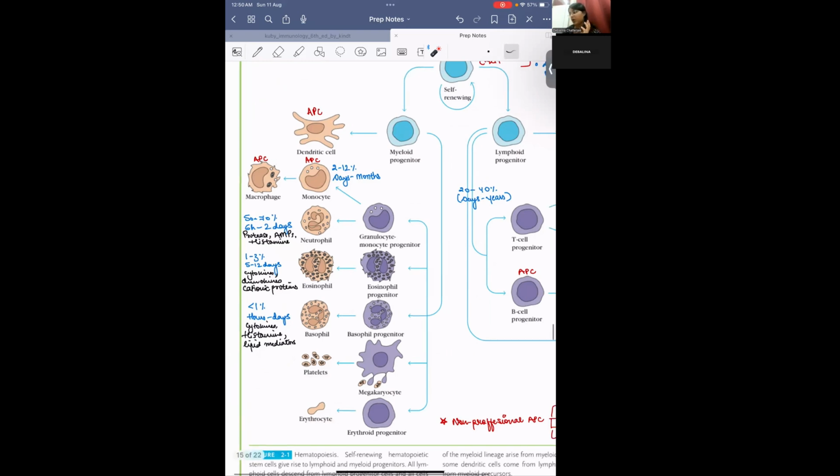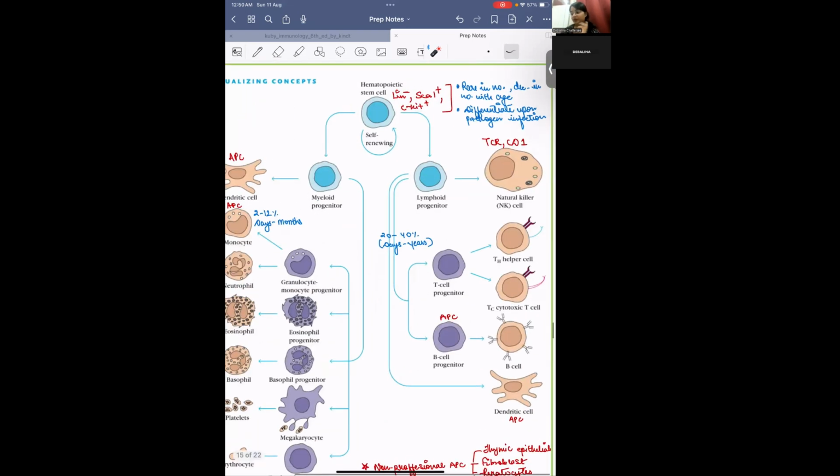cells. On the other hand, from the lymphoid progenitor cells, as the name suggests, we will definitely have the lymphocytes coming from there. So we have a T cell progenitor and a B cell progenitor, which will further differentiate into their respective lineages, producing either a T helper cell or a T cytotoxic cell. The B cells can eventually differentiate into a memory cell or a plasma cell.